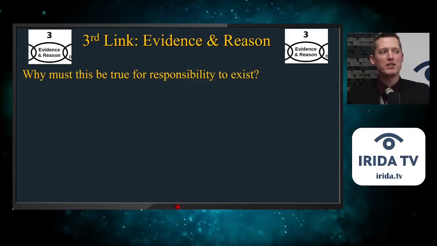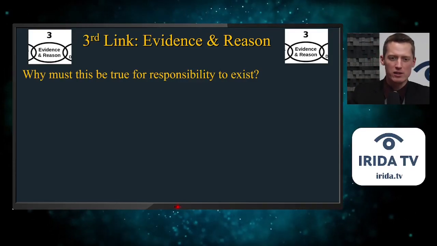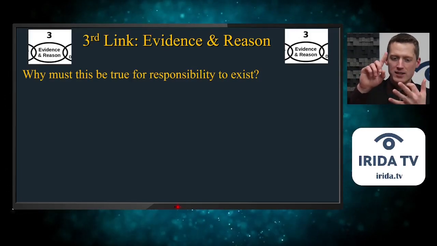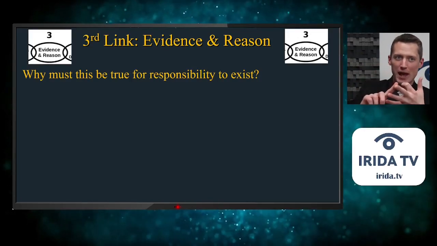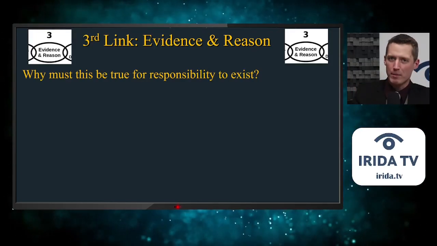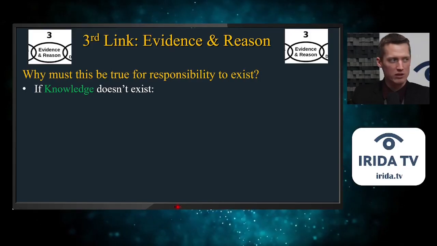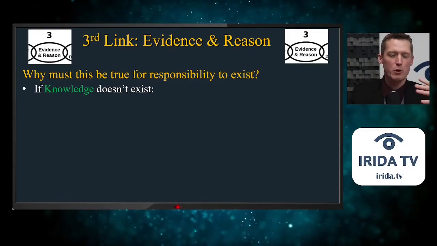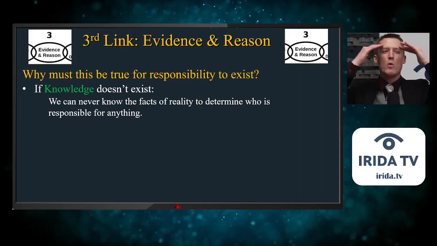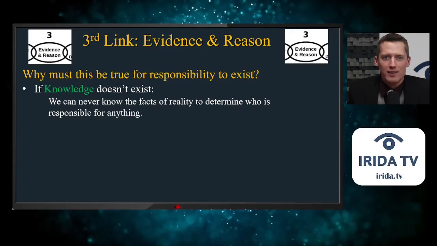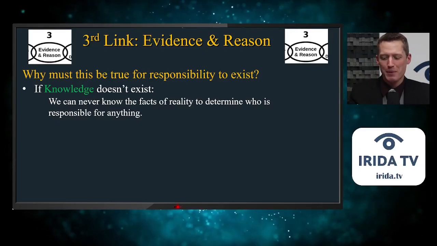Now, why must this be true? And again, this is that we can know things and we can understand the things that we know, and that any evidence that we ever receive that contradicts any reasoning that we have, the evidence must win. Why must this be true for responsibility to exist? First, if knowledge didn't exist, if there was no way for us to know anything, then we would not be able to know how anybody was responsible for anything. Duh. I mean, it's just self-explanatory.